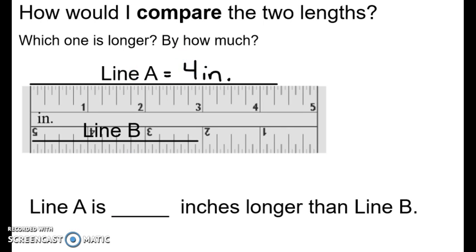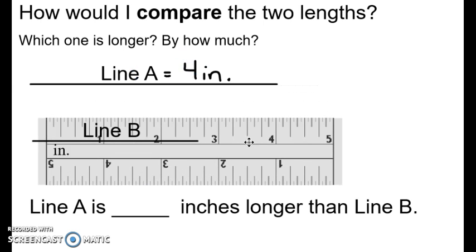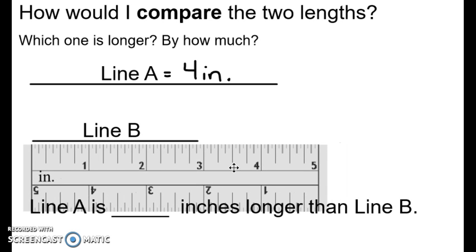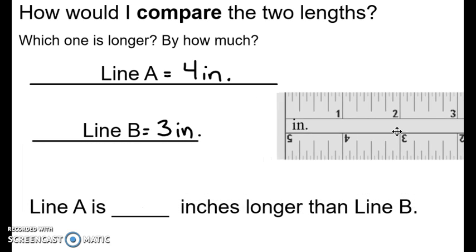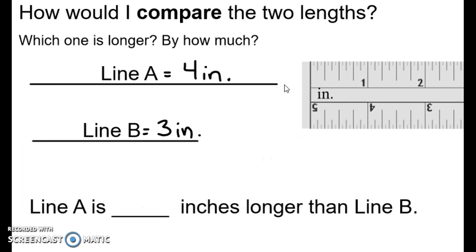on line A. Now I'm going to measure line B. So again, I'm going to take my ruler, lining it up carefully where the 0 is, and look what number the end of the line is closest to. It's closest to 3, so that means line B equals 3 inches. So I'm going to write 3 inches for line B. Now, let's take a look. Which one is longer? Well, we can clearly see that line A is longer than line B. But by how much longer?